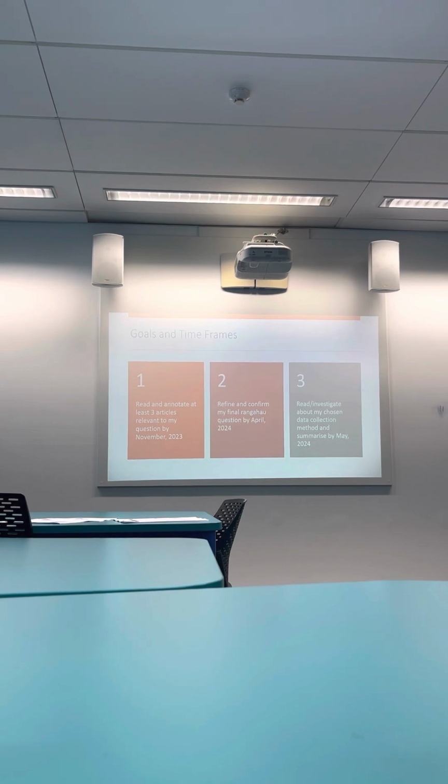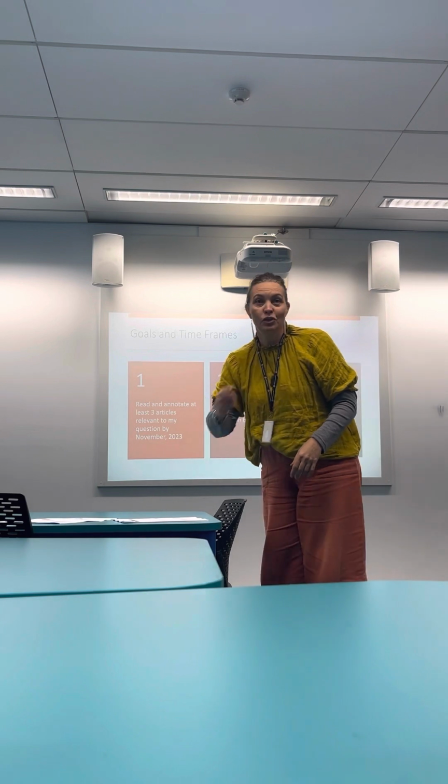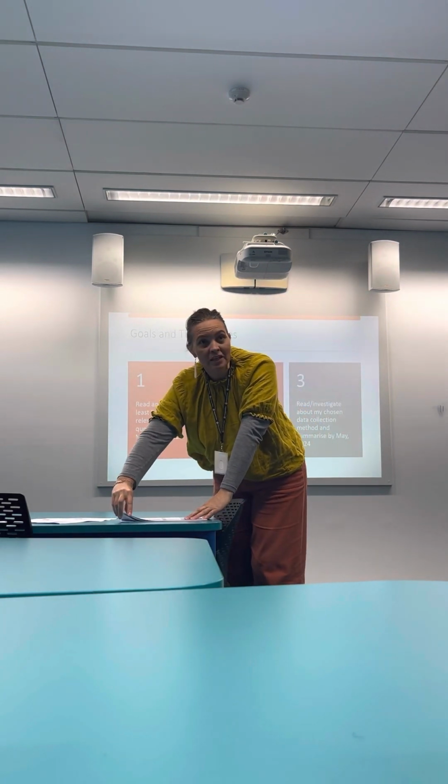So for example, I've put 3 in here. For example, one of my goals could be I want to read and I want to annotate at least 3 articles relevant to my question. And I want to do that by the end of this year, by November. Goal number 2, I want to look at and really refine and confirm my final question by April next year, because that's when I have to submit it to the big panel to say whether I can or cannot do my assignment. So April next year is a goal.